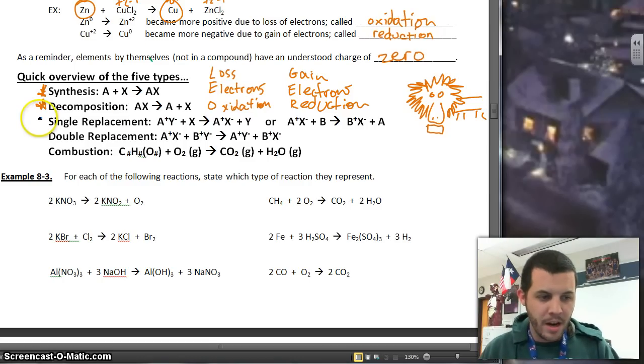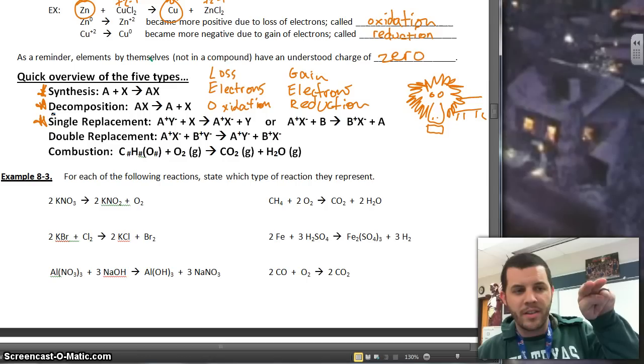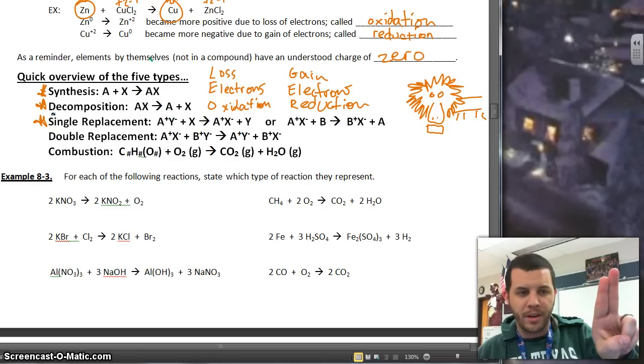A single replacement reaction. Okay, think about this. You're at the school dance, the fall social or whatever it is, and you've got two people dancing together.